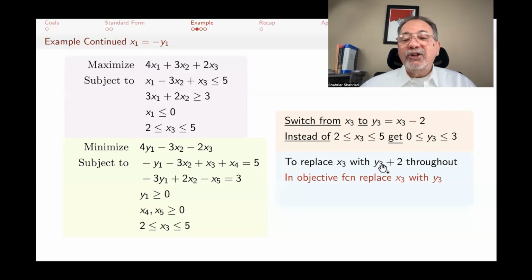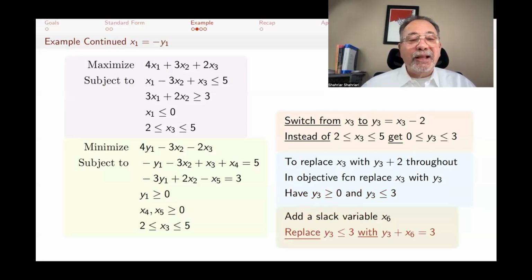In the objective function, I actually don't need to put y3 plus 2, because if I put y3 plus 2, I'll get minimize some linear combination of y1, x2, and y3, but then with a constant. And that constant is not going to really matter. If you minimize something minus 4, it doesn't matter if you have that minus 4 in there or not. So in the objective function, I'm going to just replace x3 with y3 just to keep things neater. So the conditions that we'll have is y3 is greater or equal to 0 and y3 is less than or equal to 3. Now y3 less than or equal to 3 is a new functionality constraint, and I need for that to be equality, so I need to add another slack variable and replace y3 less than or equal to 3 with y3 plus x6 equals 3.